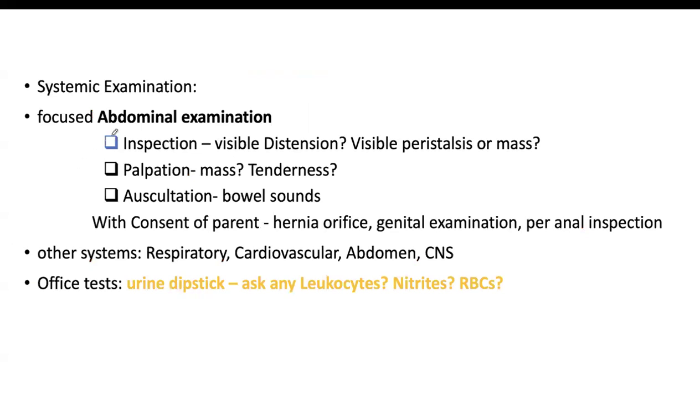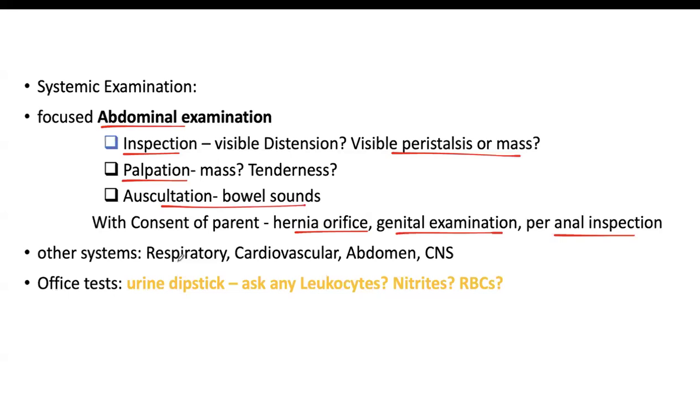Then I would focus my examination on the abdomen. On inspection, is there any visible distension, visible peristalsis, or mass? The examiner will say no. On palpation, any mass or tenderness? How about the bowel sounds? With the consent of the parent, I would like to check the hernial orifice to rule out incarcerated hernia, genital examination to rule out testicular torsion, and per-anal inspection to rule out any red currant jelly-like stool for intussusception.